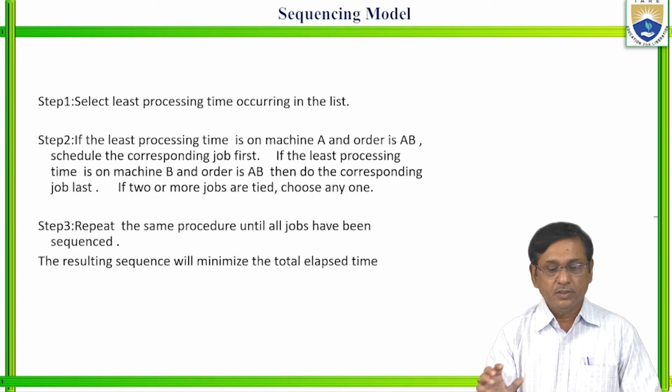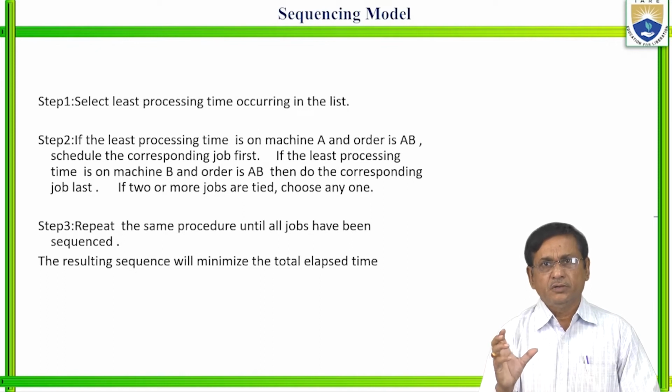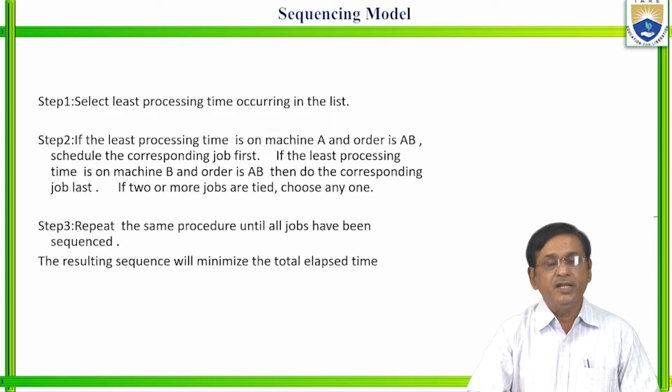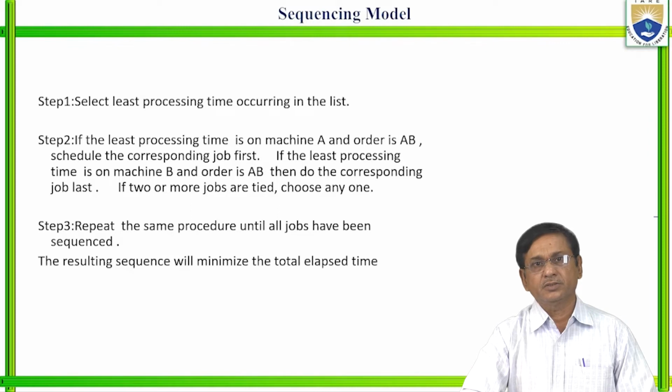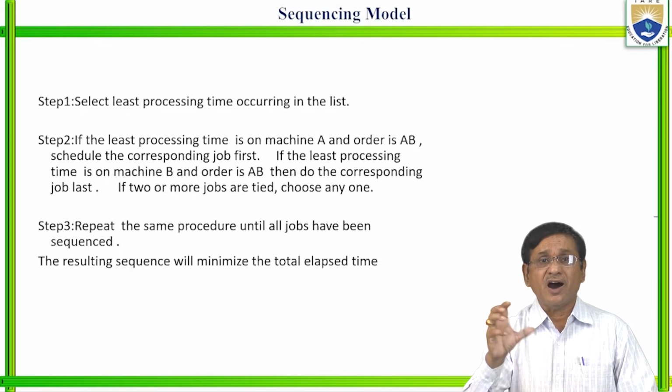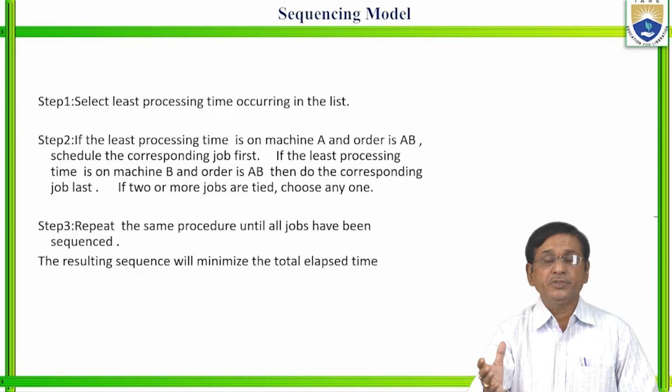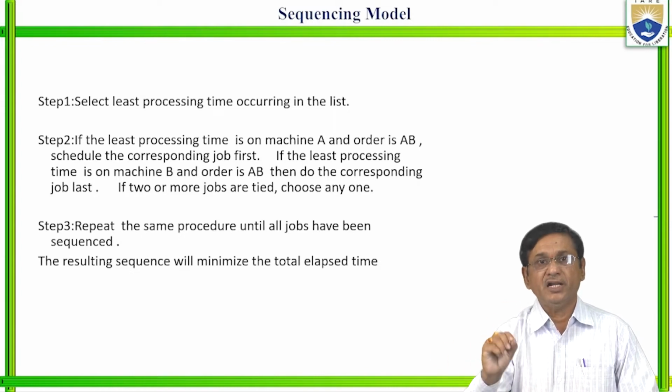Then the procedure for finding out the sequence. Select the least processing time occurring in the list. Corresponding to each job, timings will be given. In that we have to see for which job the time is minimum. And also we should know the order of the machines. Suppose two machines are there, A and B, and the machine should be used A first and B second. We should not use B first and A second like that. So first we should know the processing time, and second we should know the order.